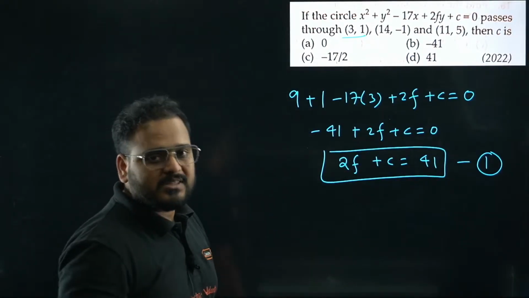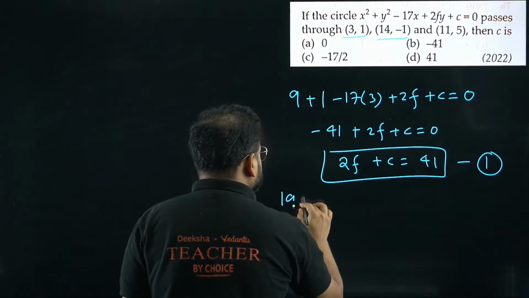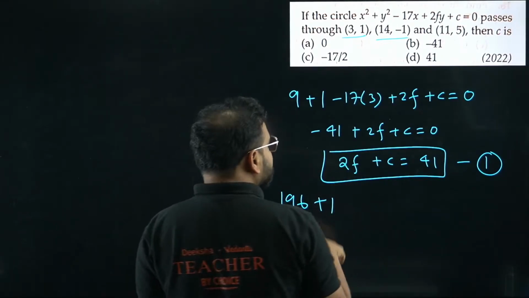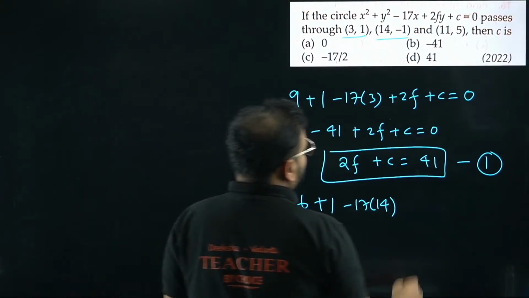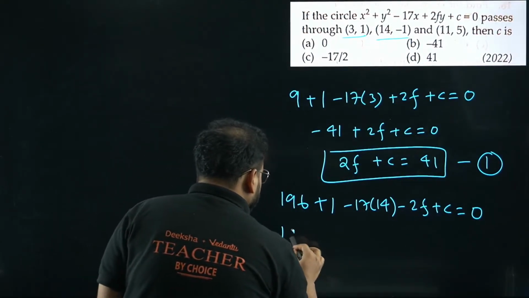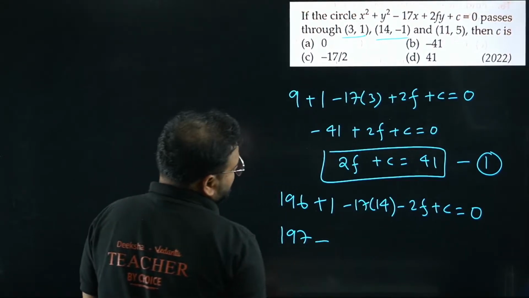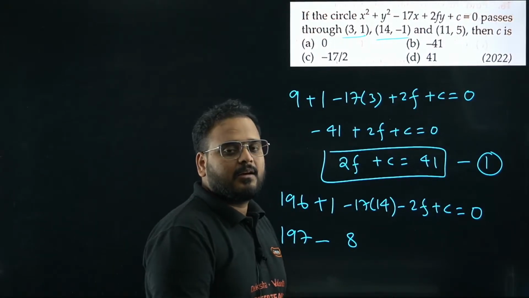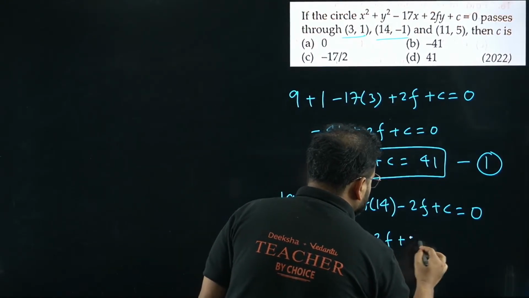Next I'm going to use the second coordinate, (14, -1). I get 14 squared, so I have 196, plus 1 because the square of minus 1 is plus 1 only, minus 17 into 14. We'll do that later. And over here we'll have minus 2f plus c as 0. I get here 197. 7 4s are 28... 14 7s is 98, carry is 9. 14 1s are 14 plus 9, 238? Yeah, 238. Please cross check. It should be 238. Minus 2f plus c is 0.